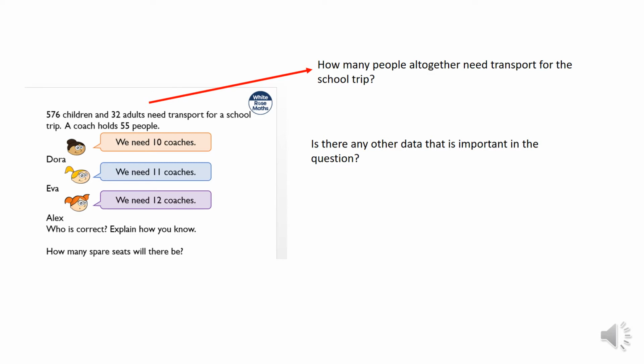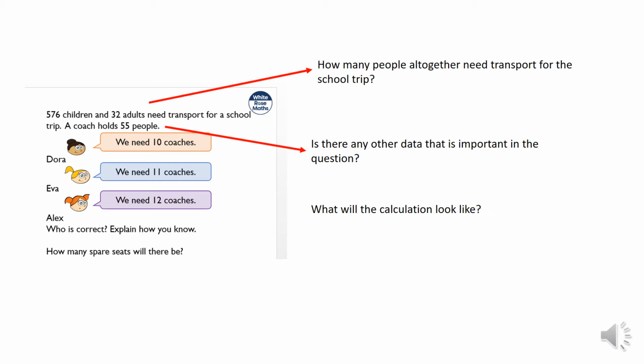Is there any other data that's important in the question? Let's have a look. Yeah. So here, we know that the coach holds 55 people. So we've got some important data there, haven't we? We know how many people altogether, we know how many people a coach will hold. So what will the calculation look like? Have a think about that.